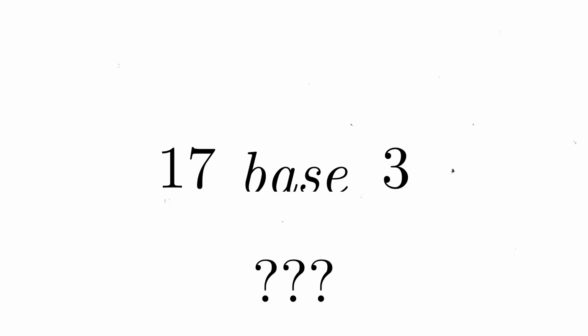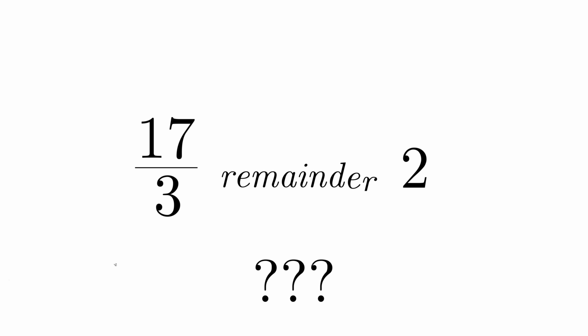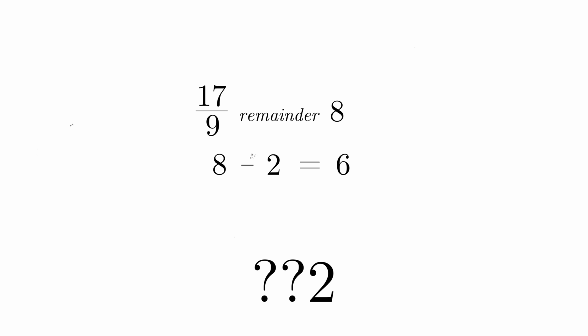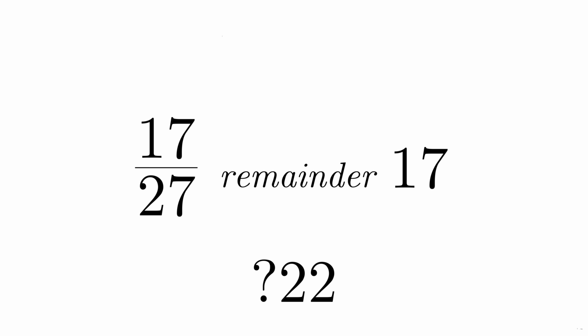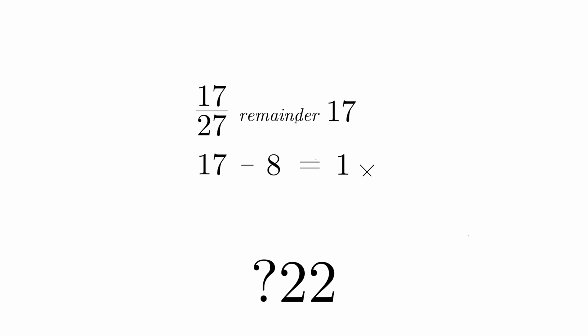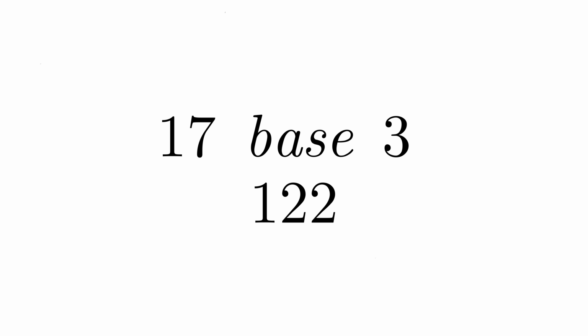Say you wanted to write 17 in base 3. Well, one way to do it is to divide 17 by 3 and find the remainder, which in this case is 2. So we know the units digit of our base 3 number is 2. Next, divide 17 by 9, the next higher power of 3, and you get a remainder of 8. Subtract off the 2 we found before and you have 6, which is 2 times 3. So we know the second to last digit is 2. Next, divide 17 by 27, and you get a remainder of 17. Subtract off the 8 we've already accounted for, and you have 9. So the 9's digit is 1. So 17 in base 3 is 1, 2, 2.